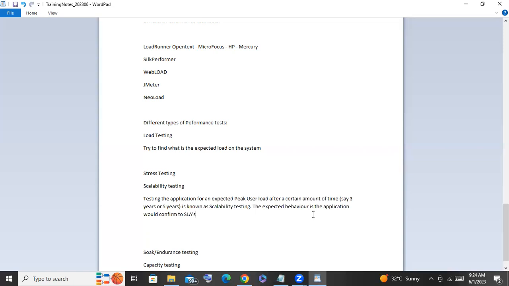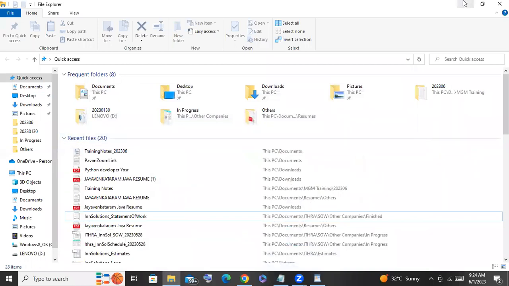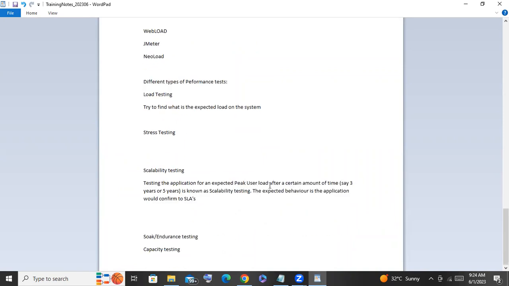Guys, if it is not clear, please ask me questions. Sweta, would you want to tell what scalability testing is? Yeah, testing an application with the expected load after a certain time. After a certain time. Okay. So that is known as scalability testing. All right. Got it. All right, guys. Now, this is scalability testing. Now, guys, what is capacity testing?